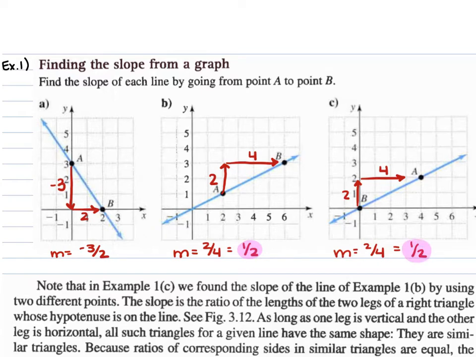You can also start by looking at these lines and seeing if they're going up from left to right, it would be a positive slope. If it's going down from left to right, it would be a negative slope. So like for example A, if you're just looking at the line from left to right, that line is going down, so that's going to be a negative slope. For B and C, that line's going up, so it would be a positive slope.